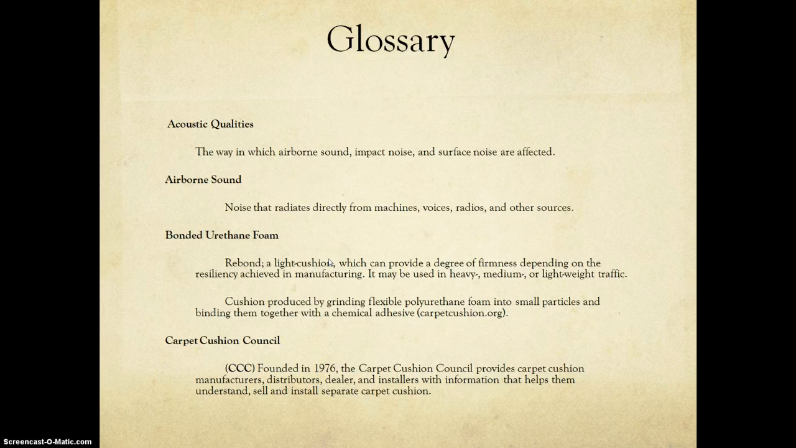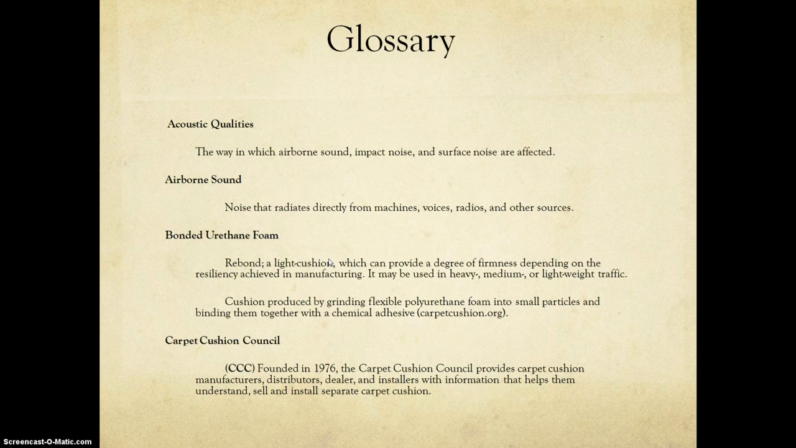Airborne sound: the noise that radiates directly from machines, voices, radios, and other sources. Bonded urethane foam, or rebond: a light cushion, which can provide a degree of firmness depending on the resiliency achieved in manufacturing. It may be used in heavy, medium, or lightweight traffic. Cushion produced by grinding flexible polyurethane foam into small particles and binding them together with chemical adhesives.